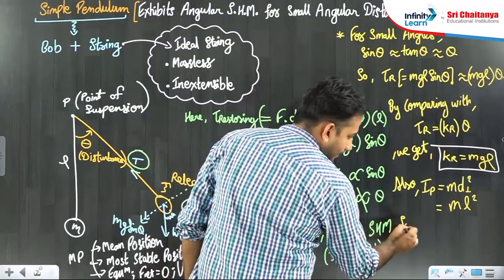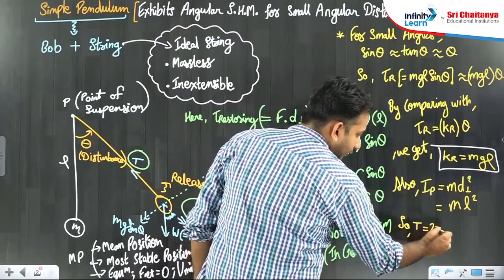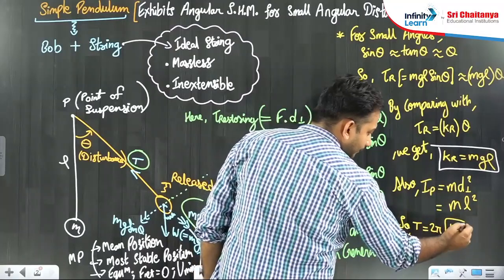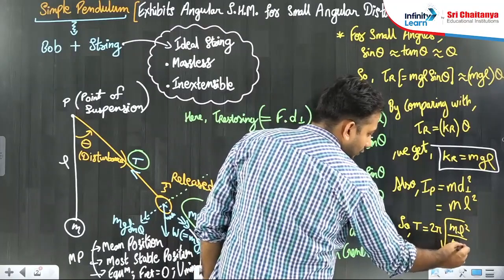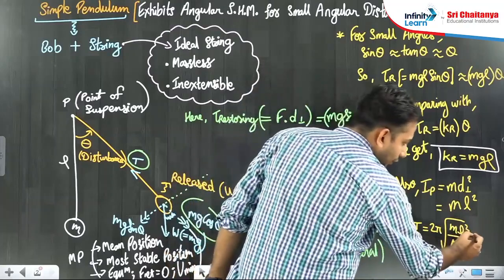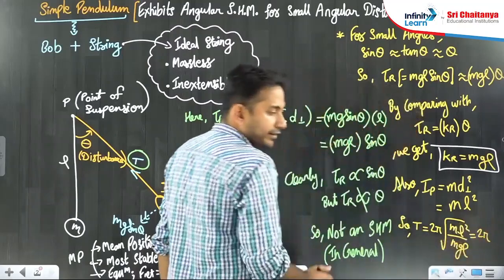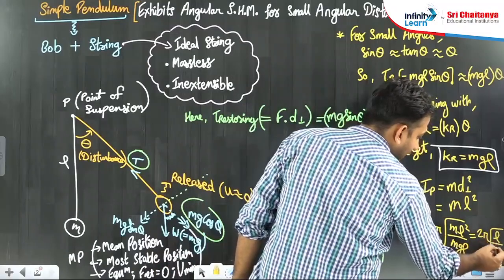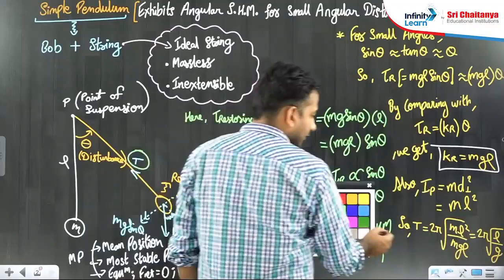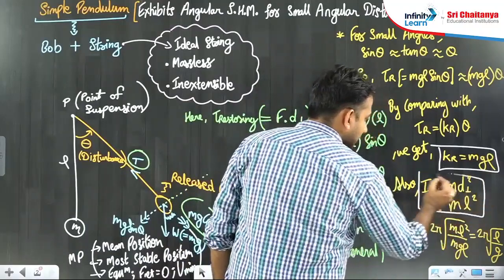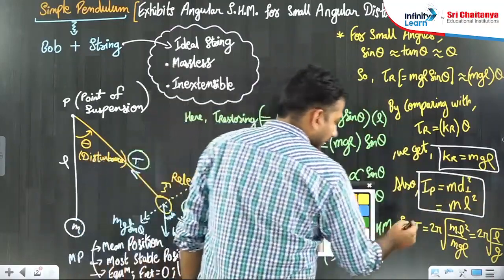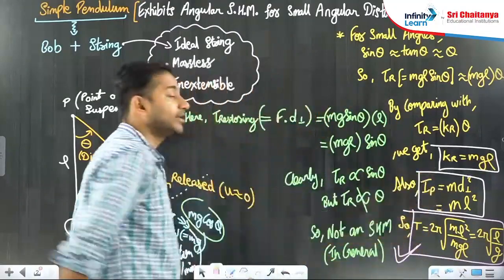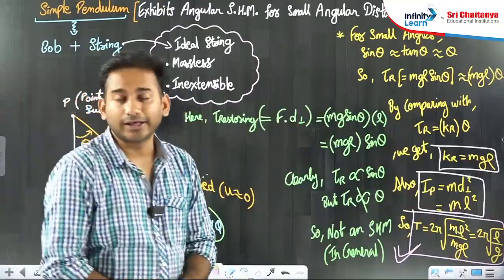Finally, the time period will be 2 pi under root I by kr. So I is going to be mL square and kr is going to be mgl. If you look carefully, ml from the numerator and a single ml from the denominator will be cancelled. It will be L by g. So the moment of inertia is this, the restoring constant is that, and finally the time period of a simple pendulum is 2 pi under root L by g.